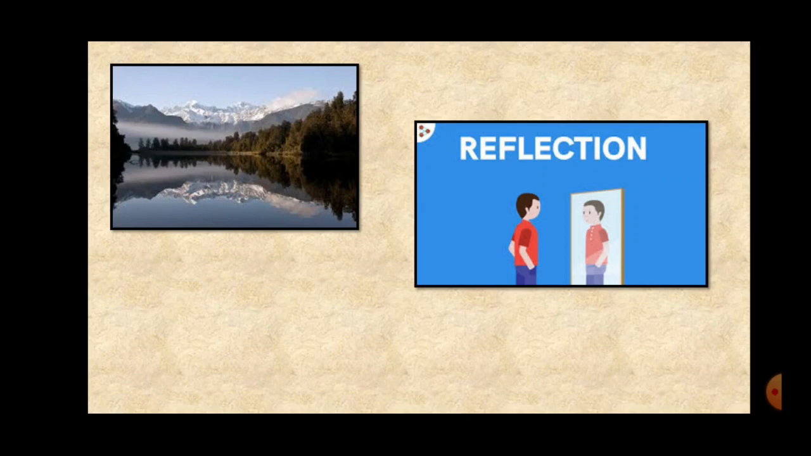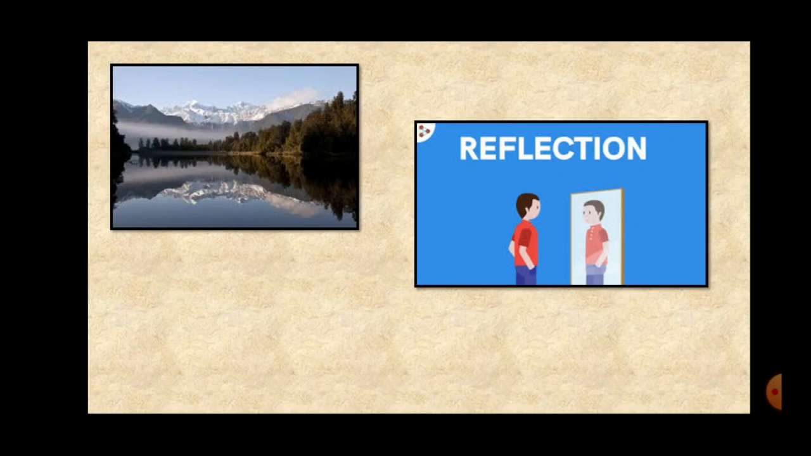Now suppose you are sitting in your room and the lights are off and the doors or windows are also closed. There is pitch dark in the room. Will you be able to see the things around you? No, because there is no light. And when light is not there, we are not able to see the things around us.